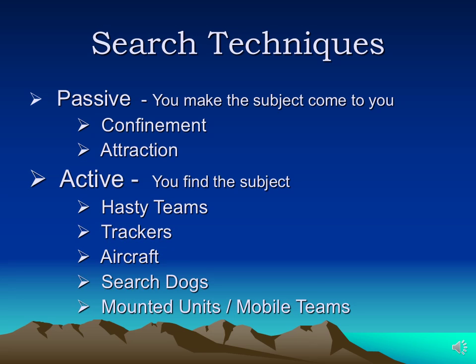The second primary technique is to use active techniques to find the subject, such as hasty teams, trackers, aircraft, search dogs, and mounted or mobile units. Many searches will use both passive and active techniques. In addition, investigation and information gathering continues regardless of which technique is used.